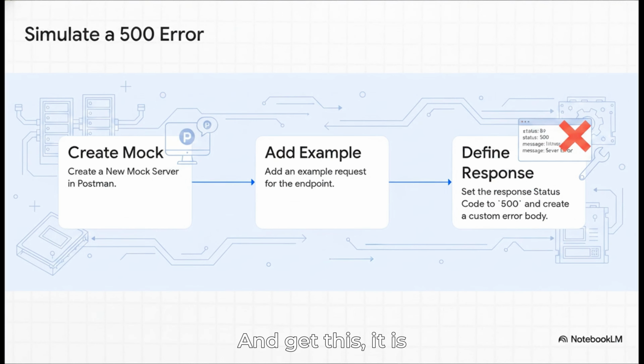And get this, it is so easy to set up. You can simulate a nasty production 500 internal server error in like less than a minute. Seriously, you just create a new mock, add an example for the endpoint that's failing, and then you define the exact response you need. Status code 500, a specific error message, you name it. Boom. Now you can test how the front end handles that failure without ever touching a live server.